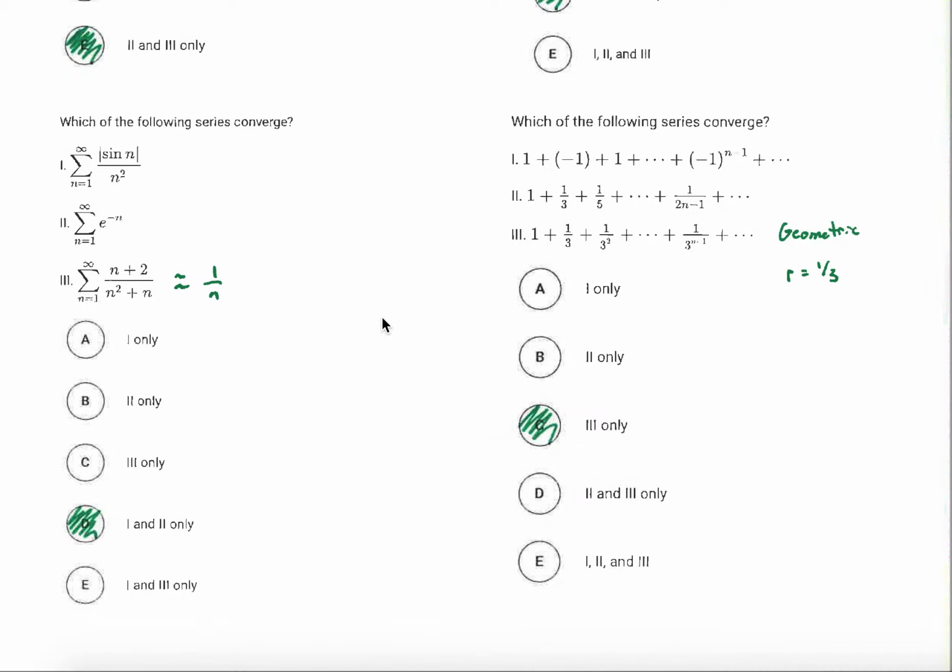Okay, this one just keeps flipping back and forth between 1 and -1. You might think that goes to 0, but it doesn't. By the nth term test, the nth term just keeps flip-flopping between 1 and -1. That does not converge. This is basically like a 1 over n, which is not good, but this is geometric with an r value of 1/3, so it converges. This is the only one.